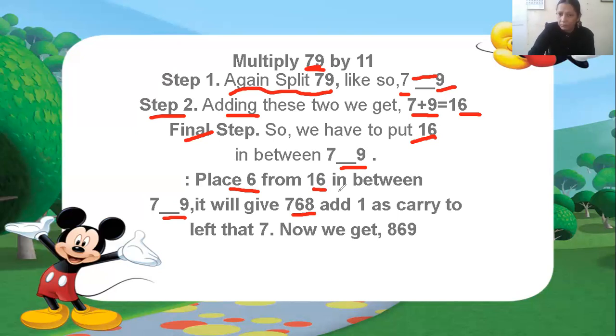But you see from 16 you have written only 6, only one digit, but one is left. So what will you do with this one? Add this one as the carry. You have to carry forward. You have to add this one to the 7. When you add 7 plus 1 you will get 8. So now this 869 is your final answer. So like this you have to solve your questions.